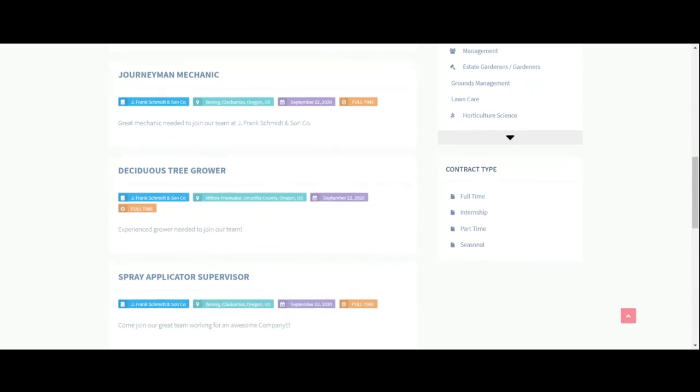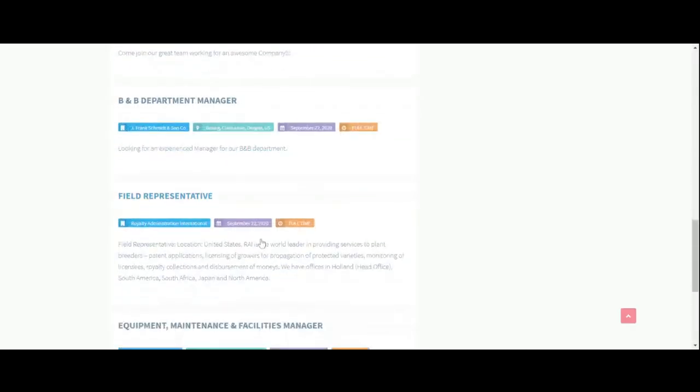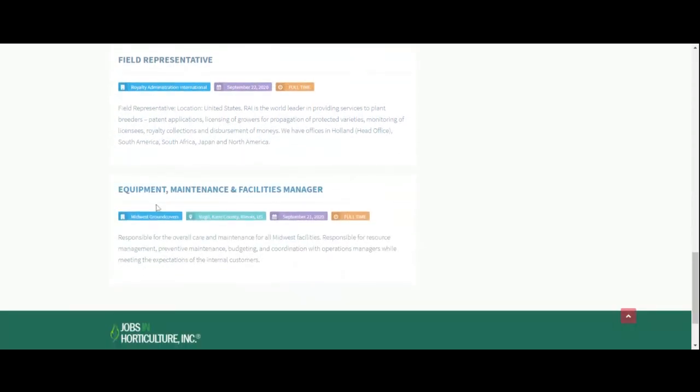Okay, this is also at J. Frank Schmidt and Son, and this is a deciduous tree grower's position. This is at J. Frank Schmidt, and they are looking for a spray applicator supervisor, a balled and burlap department manager. This one down here at the bottom is at a company that I'm familiar with. I've been to this place. This is called Midwest Ground Covers. This is equipment maintenance and facilities manager.